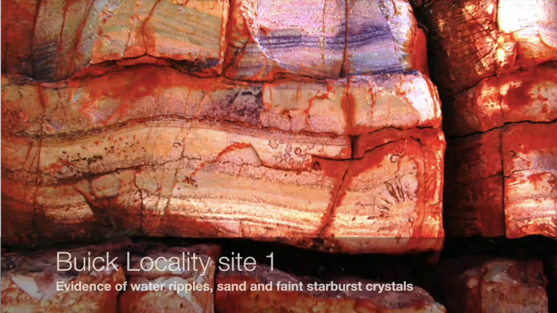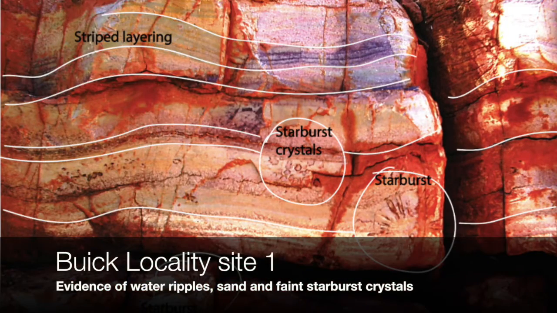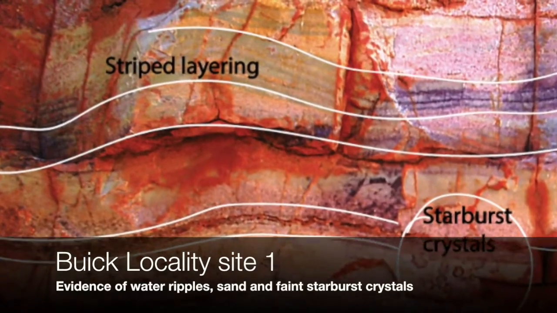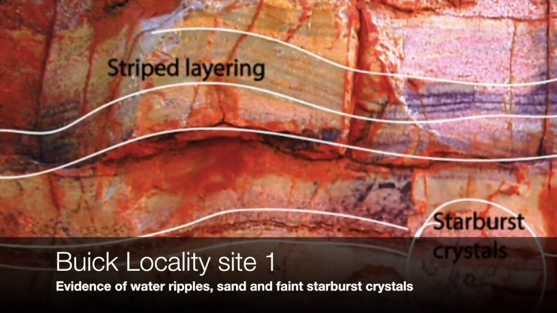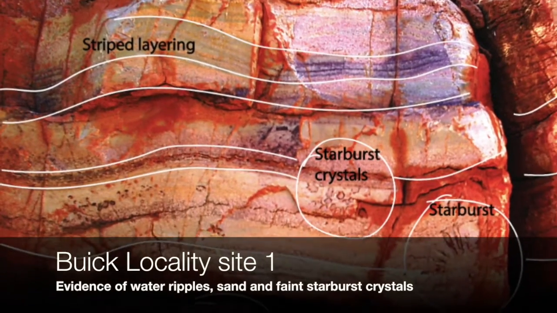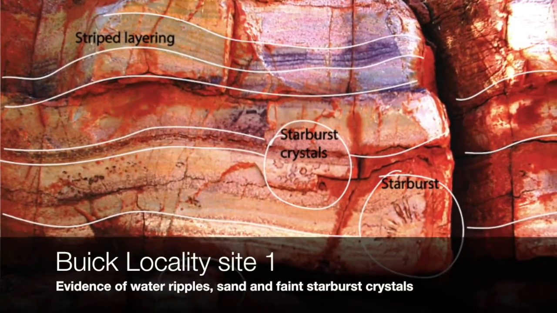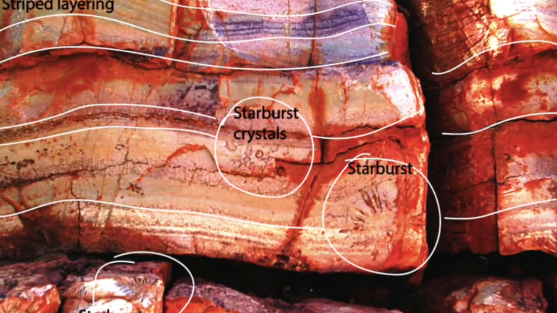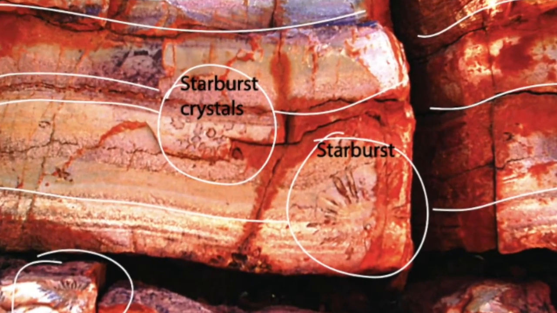Here we have Buick locality Site 1. In the sample, we see evidence of rippled sand, indicating a shallow water environment. The shallow water interpretation is made as wave ripples do not form in deep water systems, although they don't suggest a lake or lagoon environment. The faint starburst crystals seen here corroborate with the evidence we next identified at Zebra Rock.